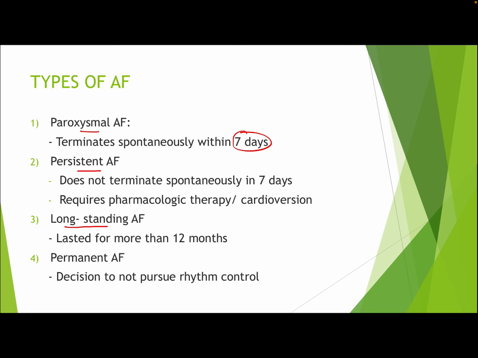The third is long-standing atrial fibrillation that lasts for more than 12 months. And finally, there's permanent AF, wherein there is a joint decision made between the patient and the doctor to not really pursue a rhythm control strategy of treatment, and the patient is usually not bothered much by the symptoms of atrial fibrillation.